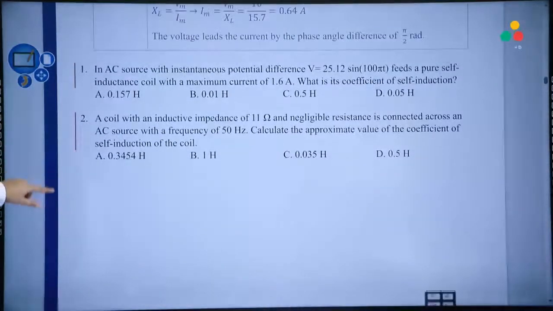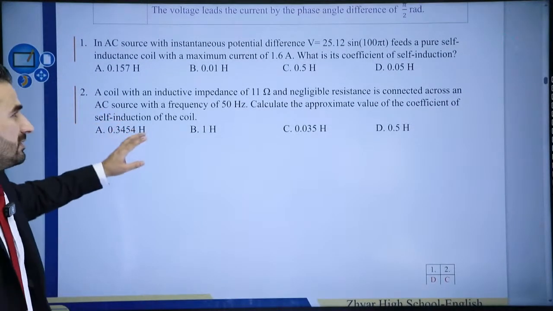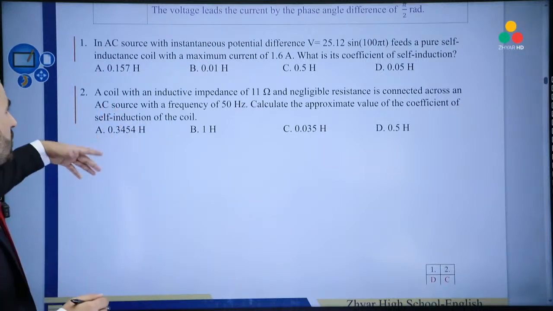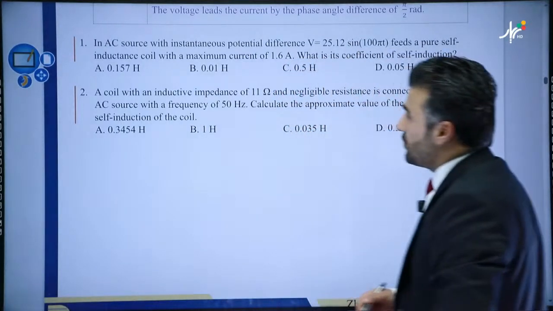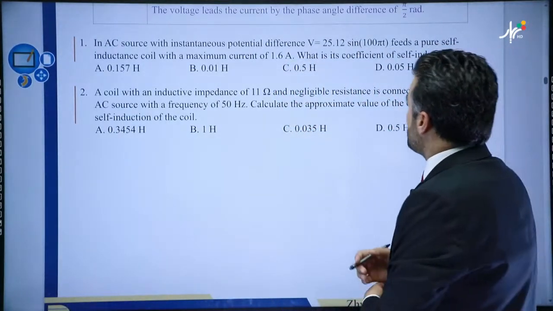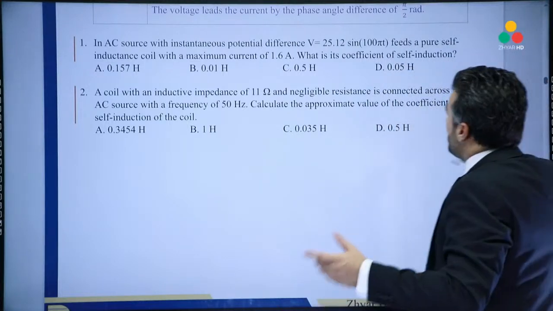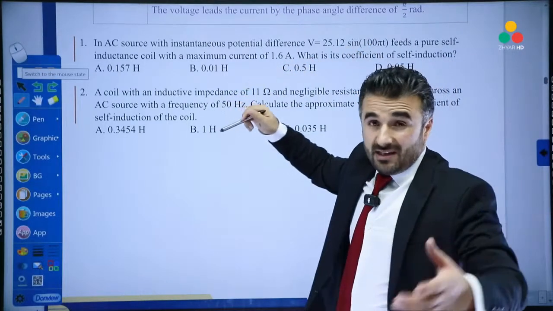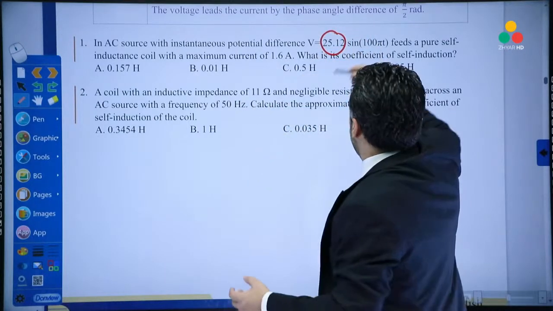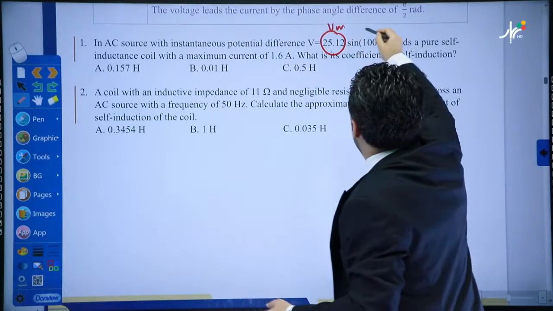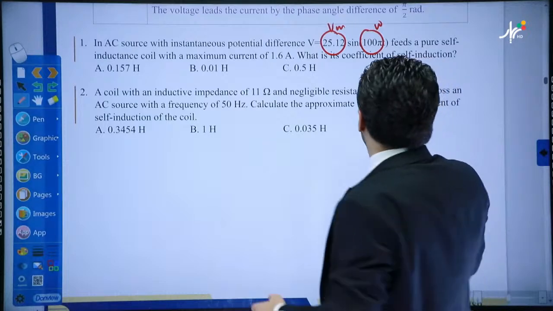Okay, now these are some national exam past questions. These are also very, very important, and I really hope you try to solve these questions. What is the first one? It says, an AC source with an instantaneous potential difference. So we have V maximum. By the way, guys, whenever they give you an instantaneous equation, always remember there is some reason behind this. One of the reasons is that this is V maximum, and this 100 pi is the omega. So of course you can use this for a lot of things.